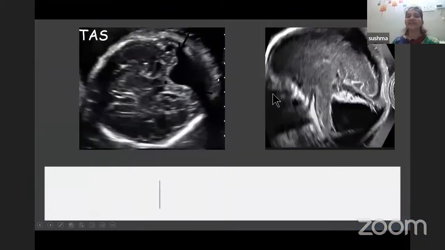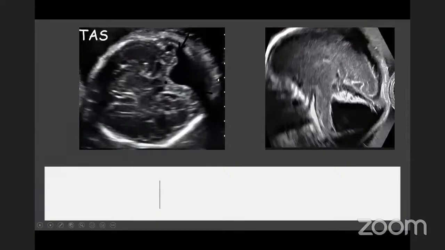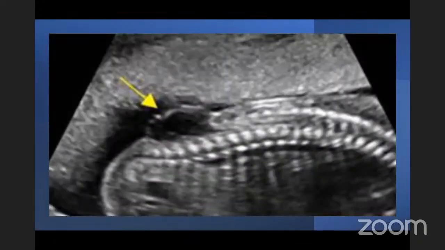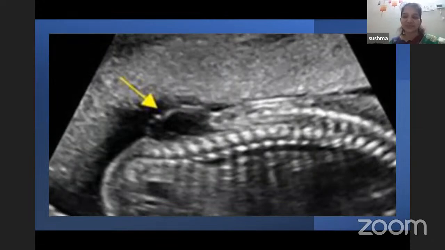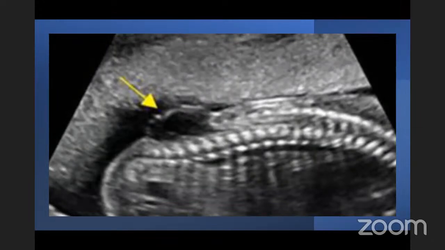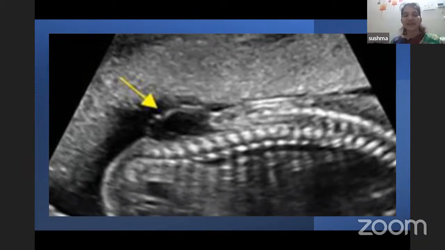Okay, this is the next case. Dr. Jansi Lakshmi and Dr. Mallika Sunil Joshi have also responded as banana sign. Okay, thank you. Dr. Alka Patil is commenting only in the second trimester, closed NTD, no indirect signs.